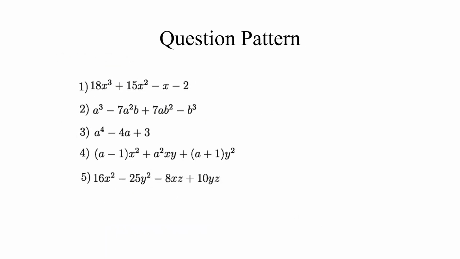Now some questions from this chapter. These questions are very much important for your exam. First, second, third questions are using the remainder theorem. First: 18x cube plus 15x square minus x minus 2. Second question: a cube minus 7a square b plus 7ab square minus b cube. And the third question is an important question: a to the power 4 minus 4a plus 3.